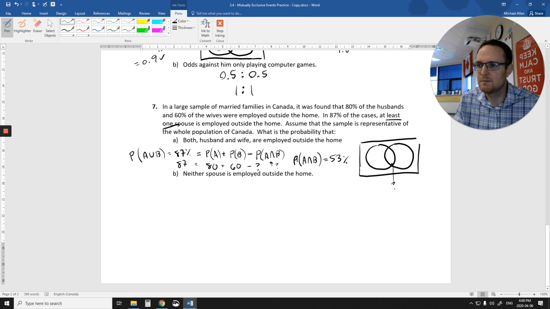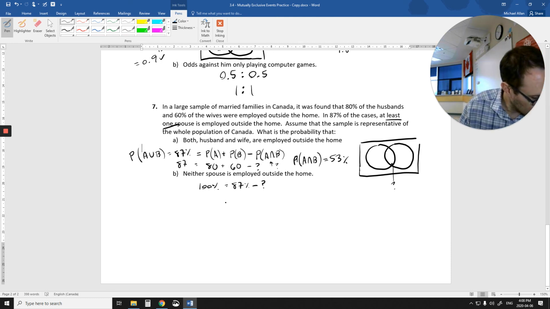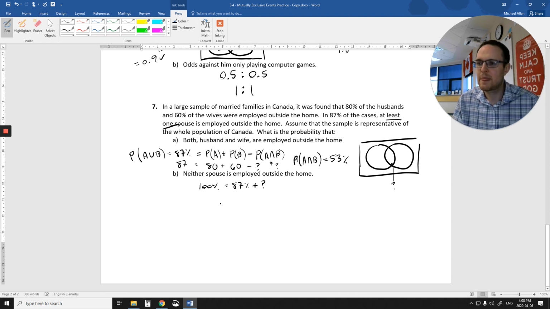I think that's all I needed to do. You could just think about that too if you want to draw the picture out. What's the probability that neither spouse is employed outside the home? Well, everything's got to add up to 100% here. And I already know 87% do at least one of these things. So what's left over? So those two should add up to 100%. And you get 13. So there's 13% do neither of that. That's not good. It's a high unemployment rate there. Anyway.